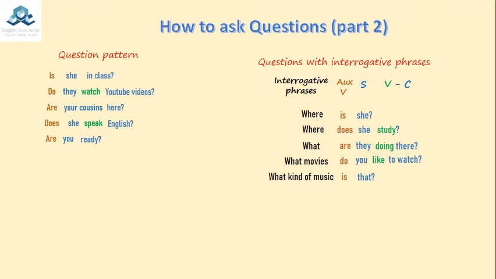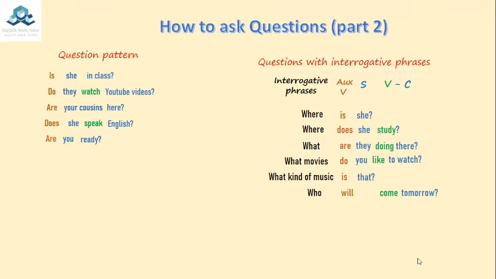Same as in the first example, where is she? Al igual que en el primer ejemplo. So when we only have one verb to be, cuando tenemos un solo verbo, que va a ser un verbo to be, se va a colocar antes del sujeto. That's a rule. Es la regla. Who will come tomorrow? ¿Quién vendrá mañana?